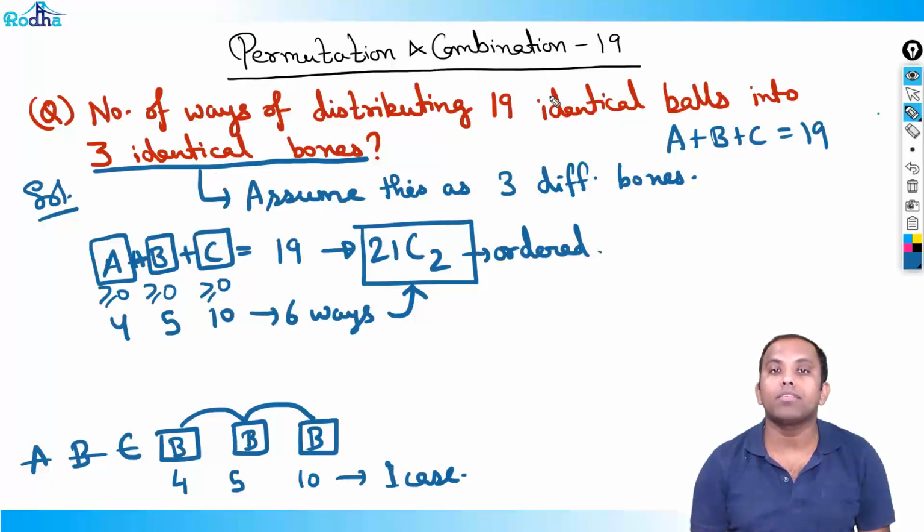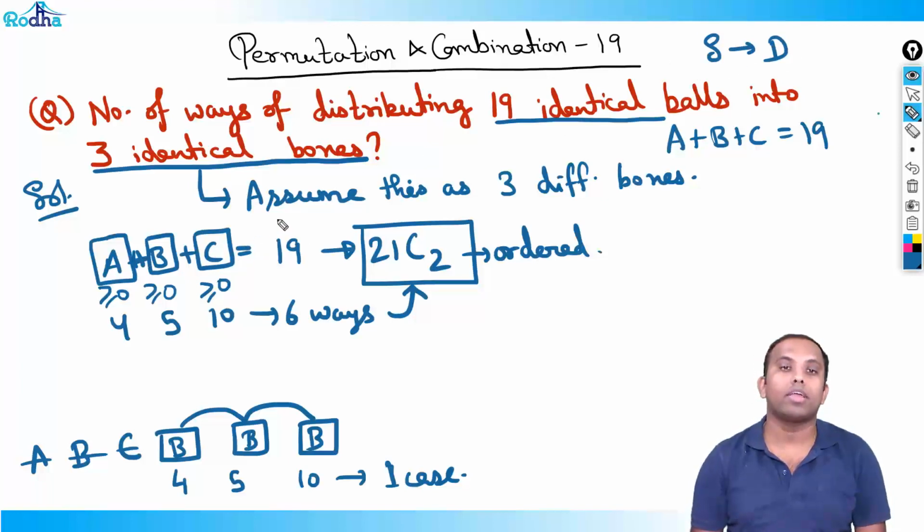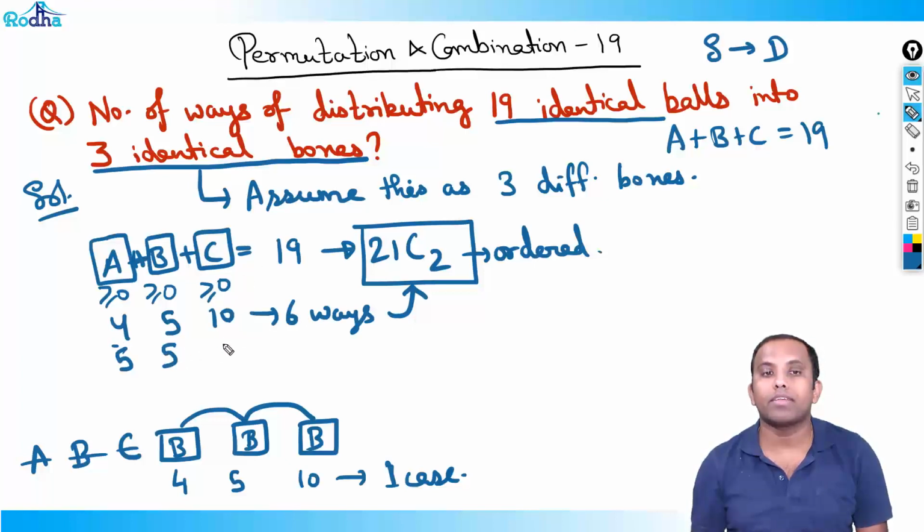So for distribution of similar things to different boxes, I've applied the S to D concept here. That is a plus b plus c is equal to 19, giving 21C2, the ordered solution. Ordered solution means if I assume these to be 3 different boxes, each case is counted in 6 ways. Suppose a case of the type AAB, like 5, 5, 9: it is counted in 3 ways here.